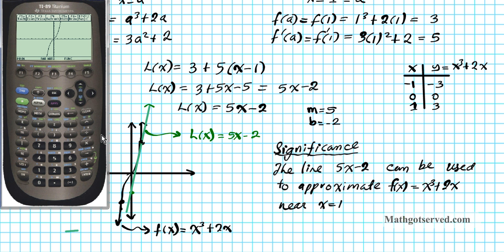And there goes the graph of your cubic function. Now to find the linearization, all we have to do is calculate the tangent line at x equals 1. To do that, we hit the math menu, which is F5, and we go down to tangent. See, menu A is tangent.